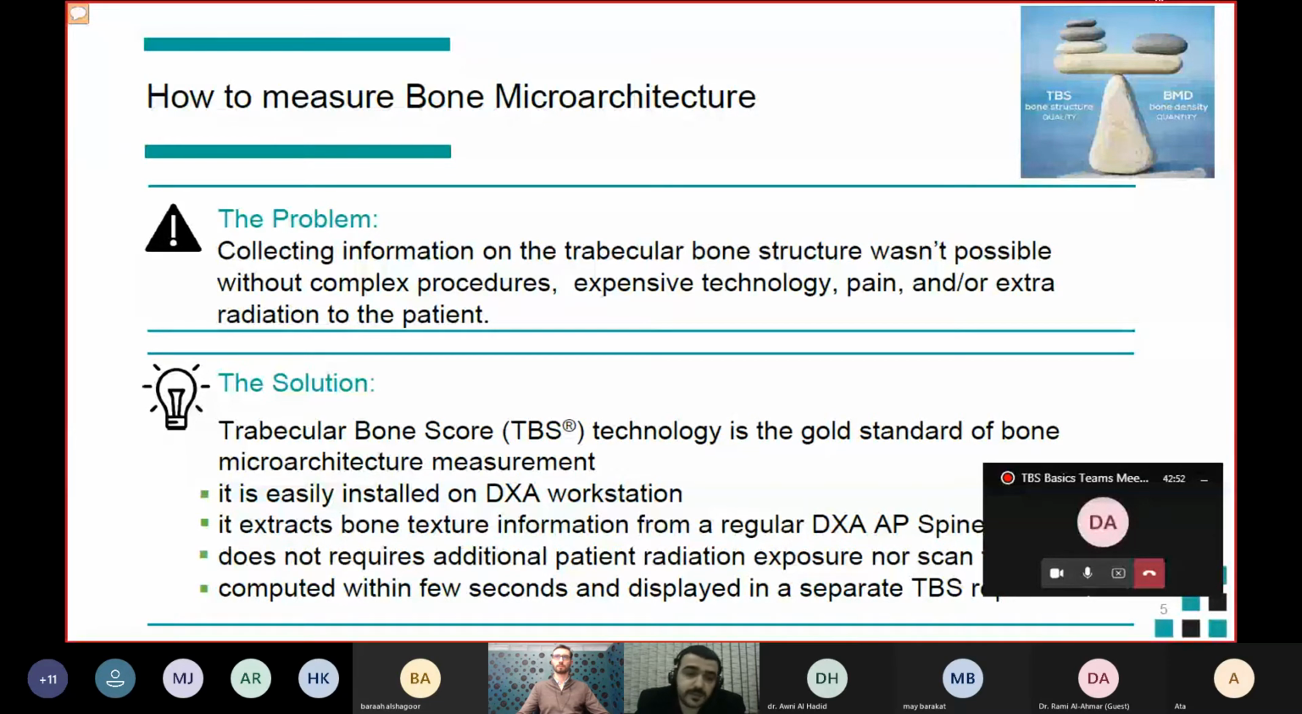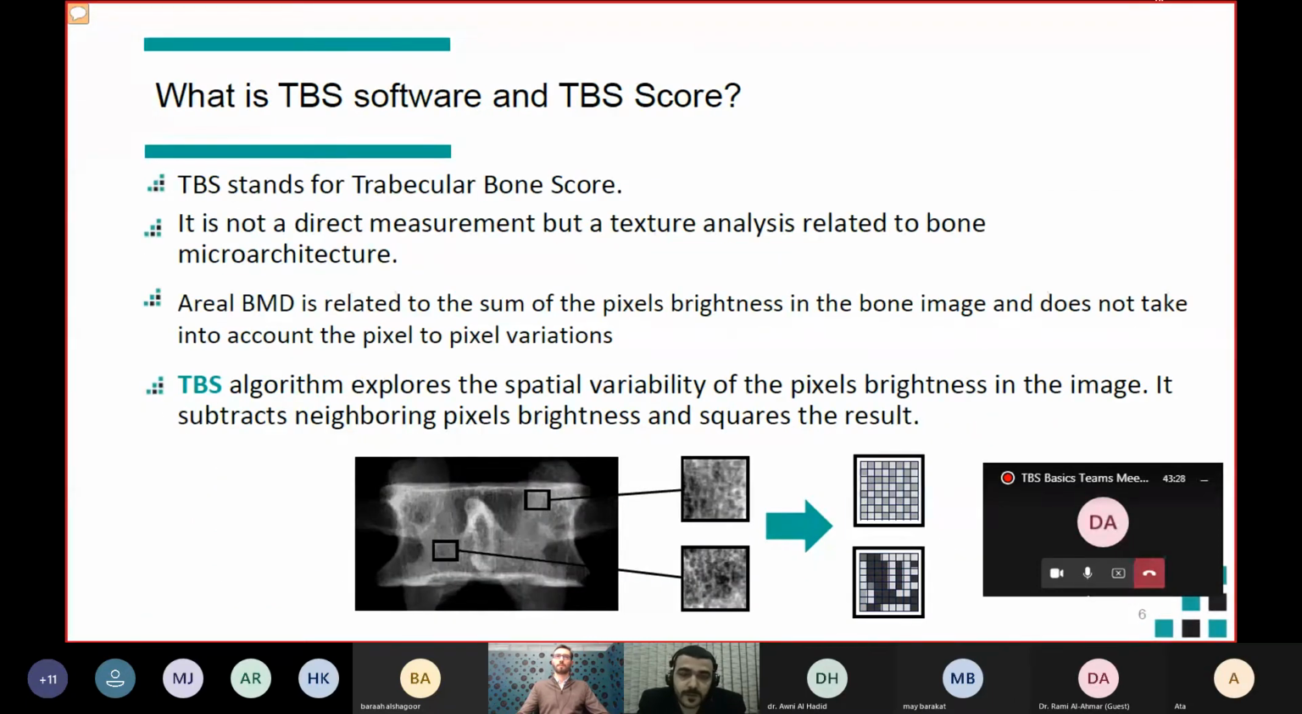So Medimaps has given the solution, which is the trabecular bone score, TBS. It's a technology. It's also a gold standard. Okay, it is mentioned in the guidelines. So it's a gold standard measurement. It is a software tool installed on the DEXA workstation. It extracts the bone texture information from a regular DEXA AP spine image. It doesn't require additional radiation for the patient, and it is computed in only 3 seconds. It gives us a separate report other than the DEXA or the BMD.